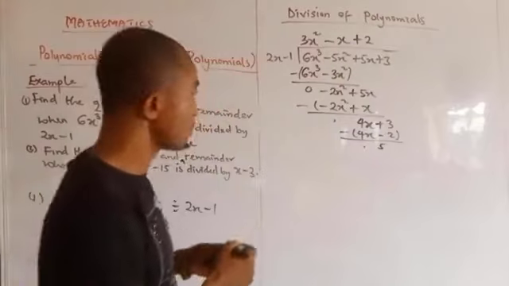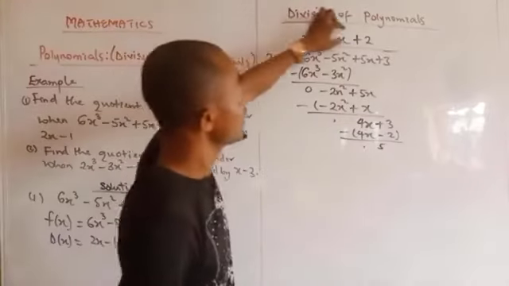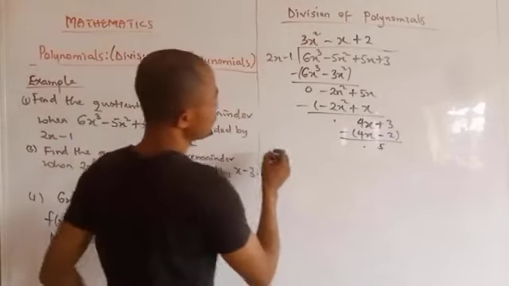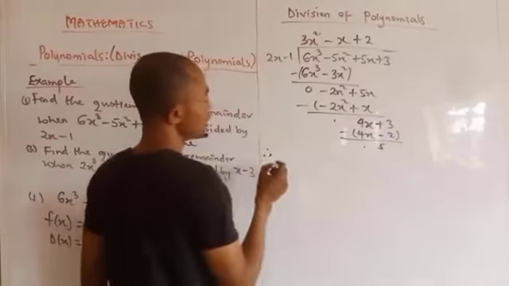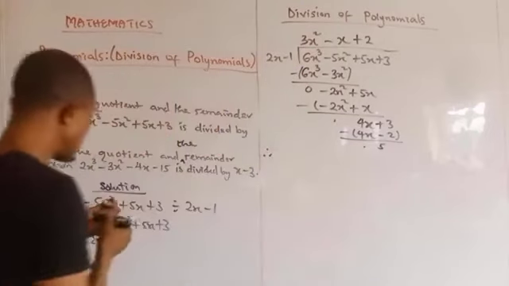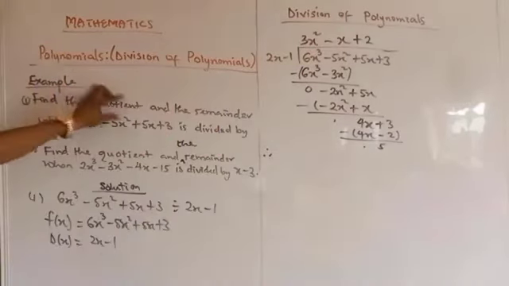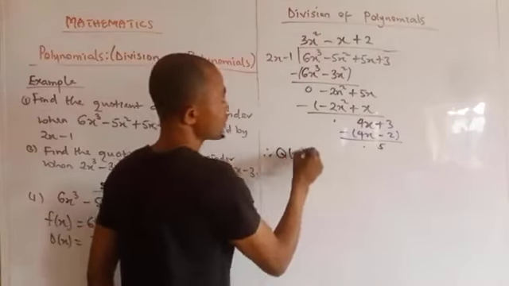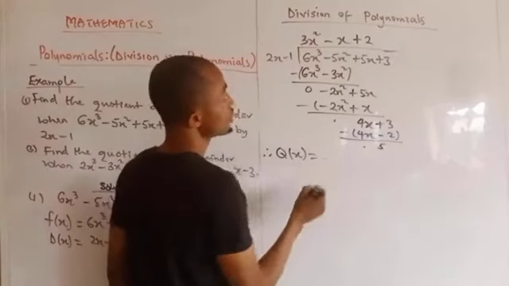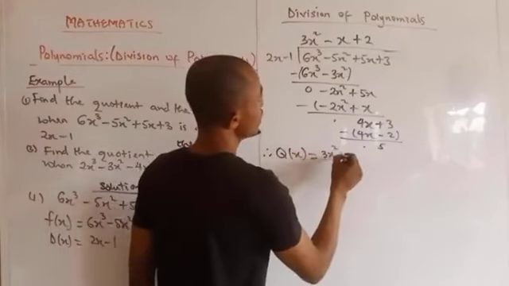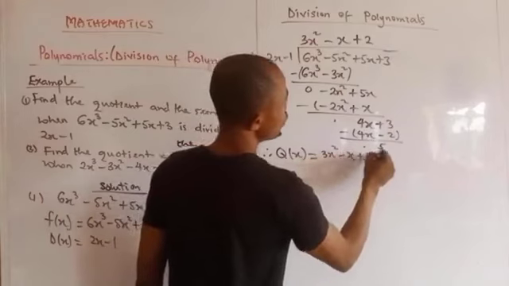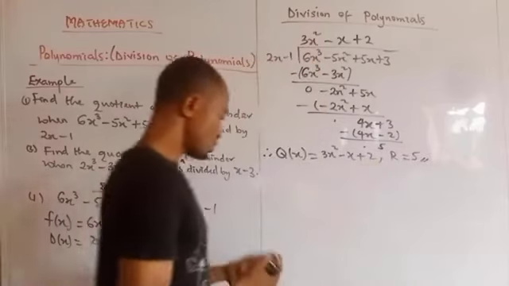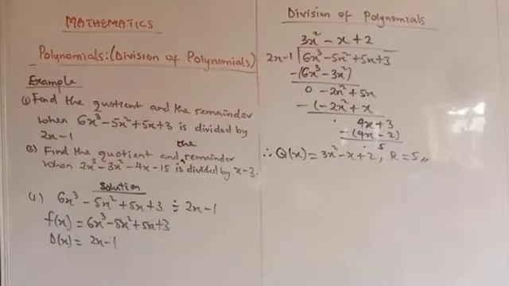So from what we have here now, you see the answer on top here. This is our quotient. According to the question, we are told to find the quotient and the remainder. So our quotient, that's q of x, equals 3x squared minus x plus 2, while the remainder equals 5. So that's the solution to that division.